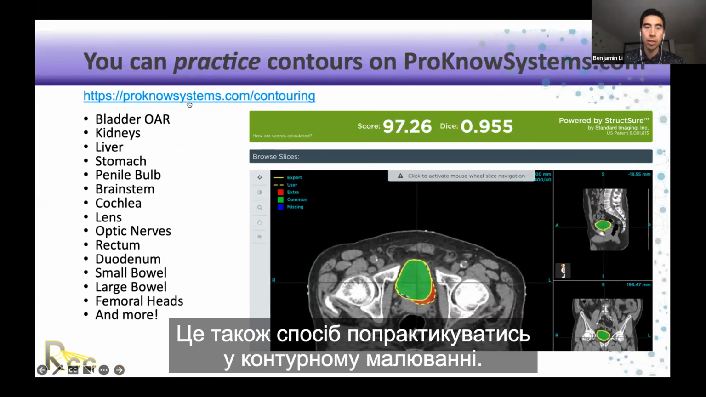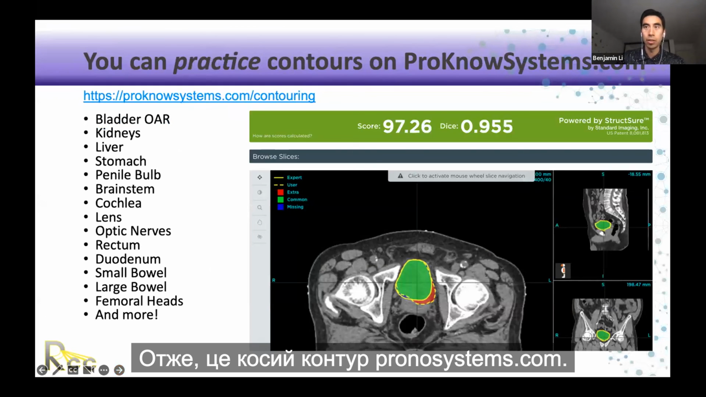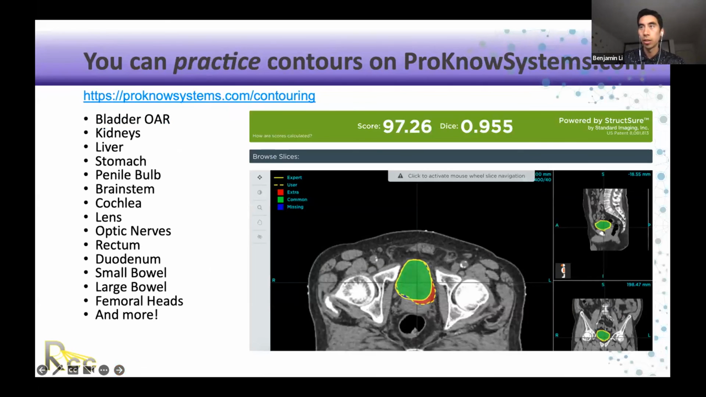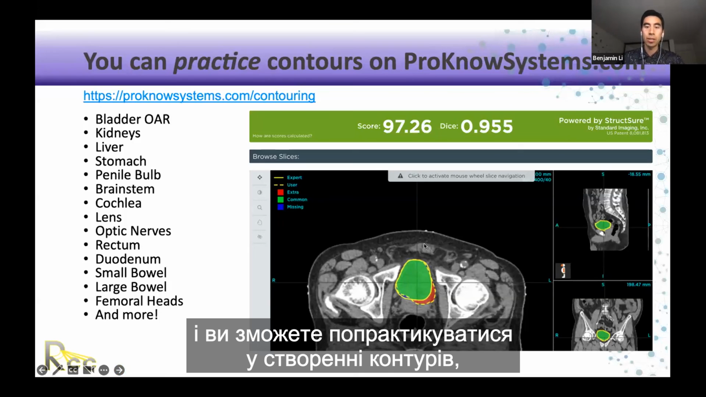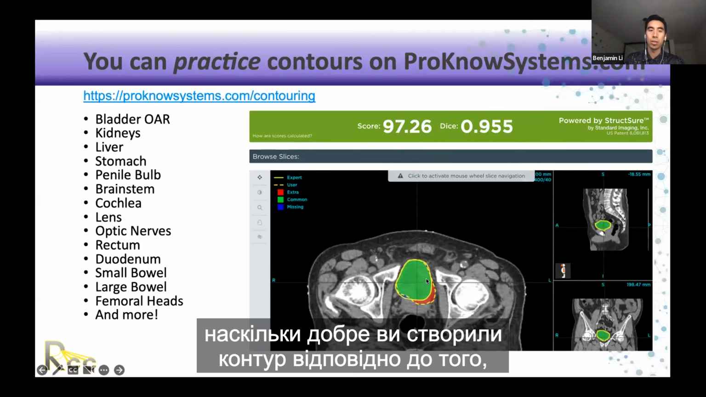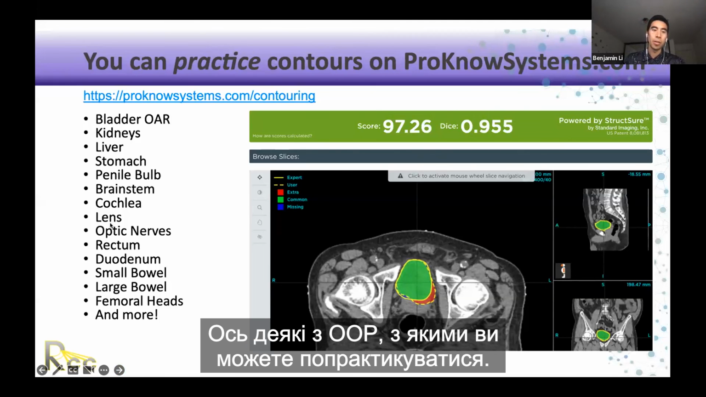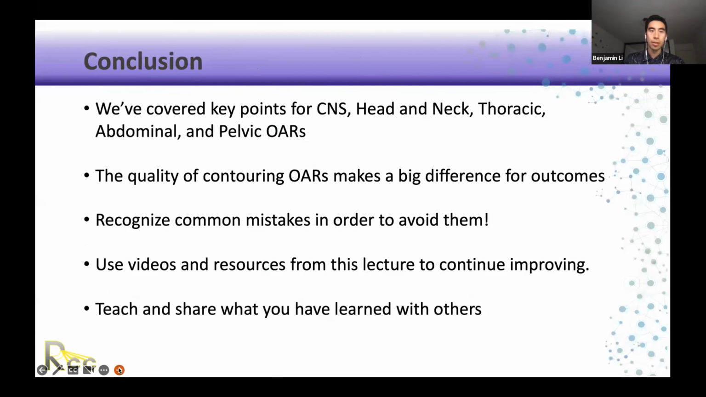This is also a way to practice contouring. So this is chronosystems.com/contouring. You should be able to make a free account, and you can practice contouring and then get feedback. Get a score of how well your contour is according to what's correct. And these are some of the OARs that you can practice there. So I recommend that. Practice makes perfect.